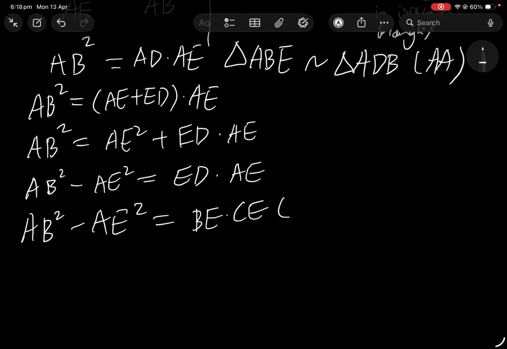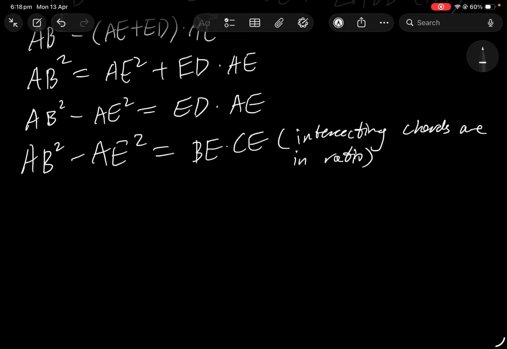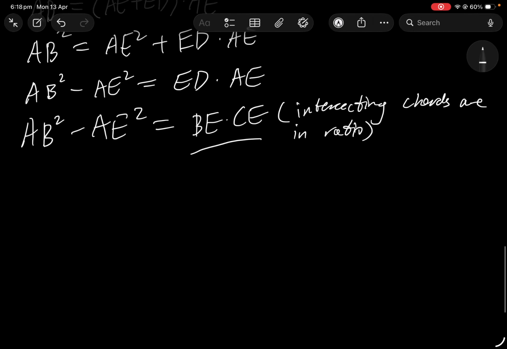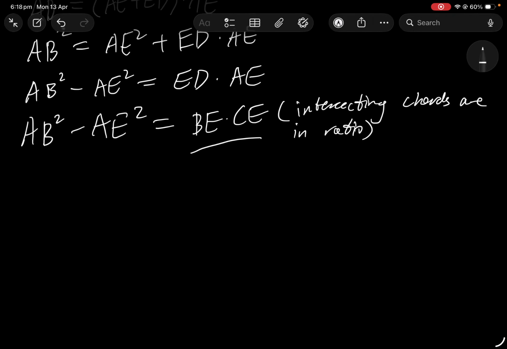Intersecting chords are in ratio, because this is a circle theorem, and then we have proved it. I should have written this at the start, because obviously this is two chords, and then you can literally just put CE times EB equals AE times ED. That was supposed to be the first step, and I didn't do it. But because it's a circle theorem, okay.